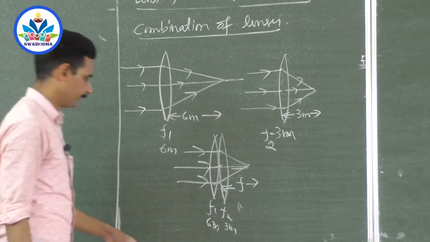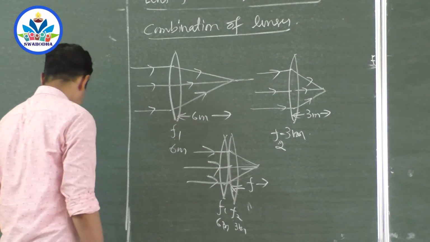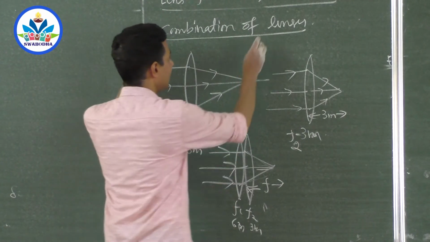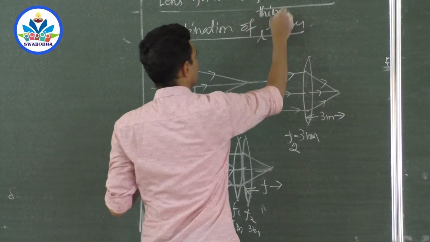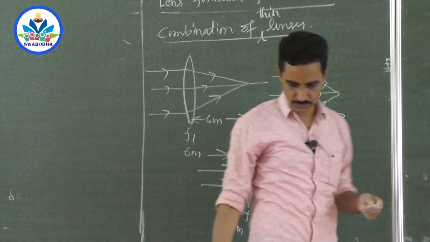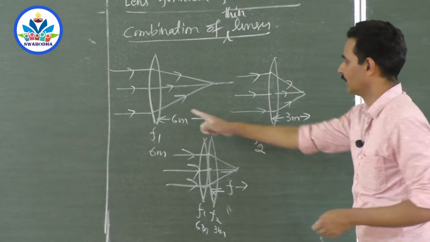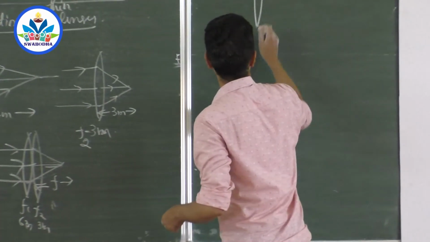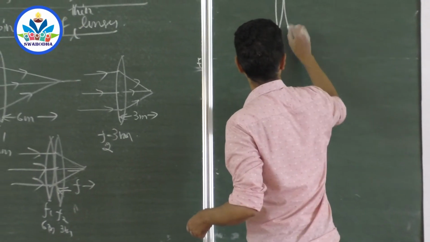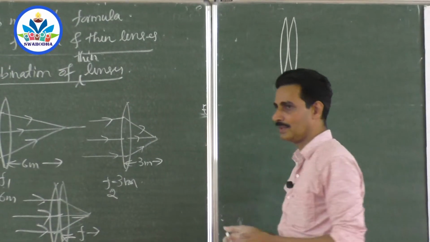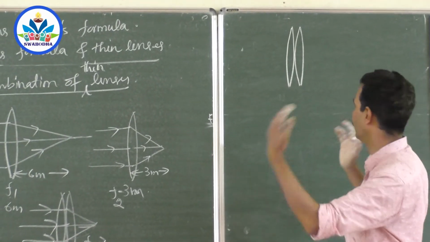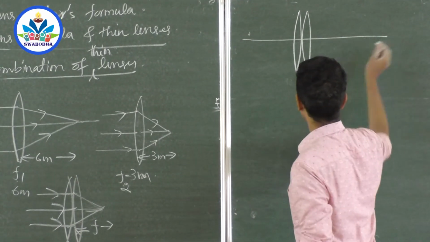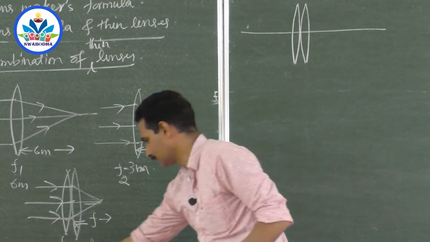So we will do it now. Let us take two thin lenses in contact. So, combination of thin lenses actually. We will take them separately and then keep them together. Thin lenses in contact means touching each other, there is no gap between them. If they have a gap, then the formula changes. This is the principal axis, the common principal axis.